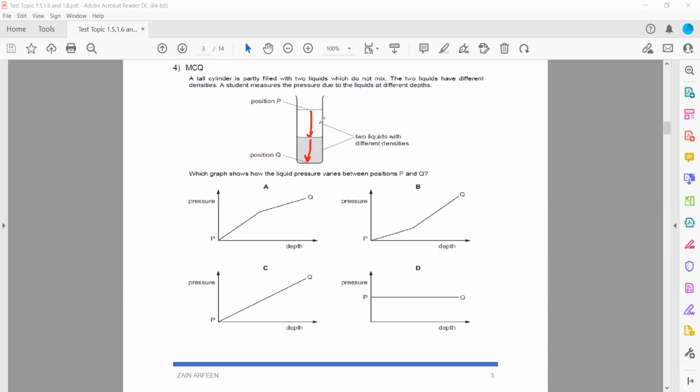But because the density of the first liquid is smaller compared to the density of the second liquid, here the pressure will increase, but only a small increase in pressure. Whereas when we move in the denser liquid, as the overall depth is increasing, pressure will increase, and as the density is higher, the pressure will also increase. So that's why the increase in pressure will be greater in the denser liquid compared to the increase in pressure in the rarer, low density liquid. That's why B is the right answer.